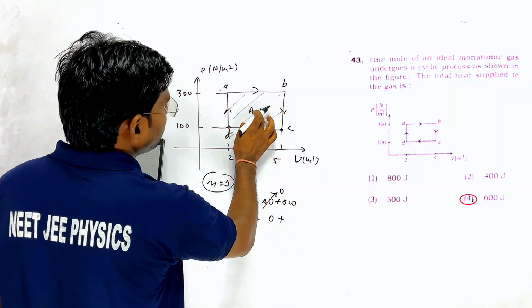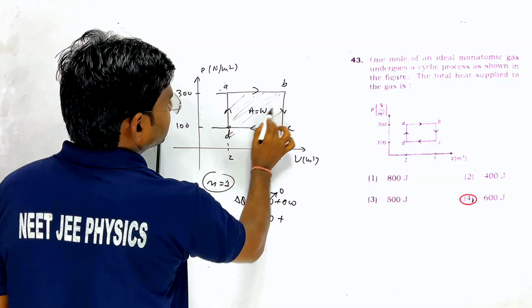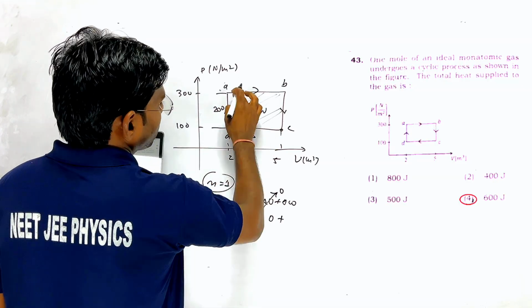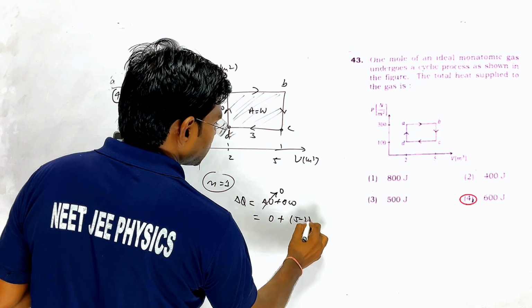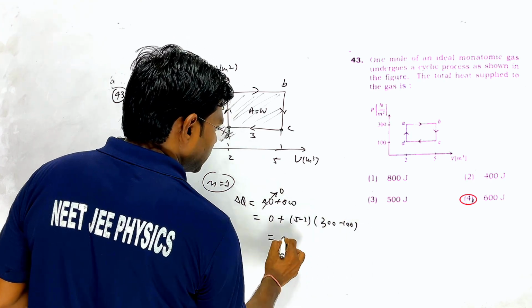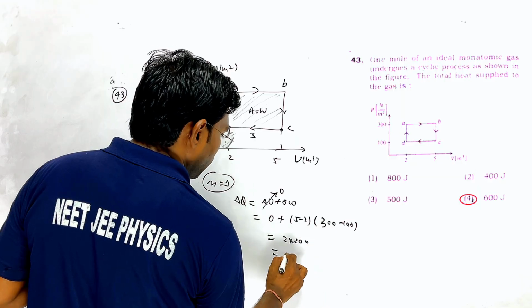So 0 plus what is the work done? The area. What is the area of this rectangle? This is the 3 and this is the 200, right? So it is (5 minus 2) into (300 minus 100), right? It is 2 into 200, which is equal to 400 joule.